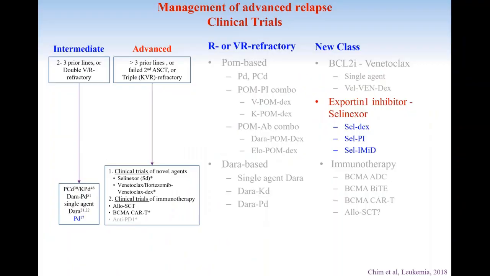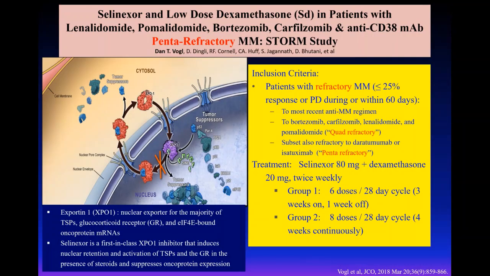The exportin-1 inhibitor is a molecule that inhibits the protein that transports tumor suppressor proteins out of the nucleus. They conducted this study in very refractory myeloma. The reason I say so is that in combination with dexamethasone, they did a study in patients who are penta-refractory or even quad-refractory, meaning refractory to anything on the treatment of myeloma apart from CAR-T. So with that, you see that there is some response, although it's low, but bear in mind that this is already the end of the road.